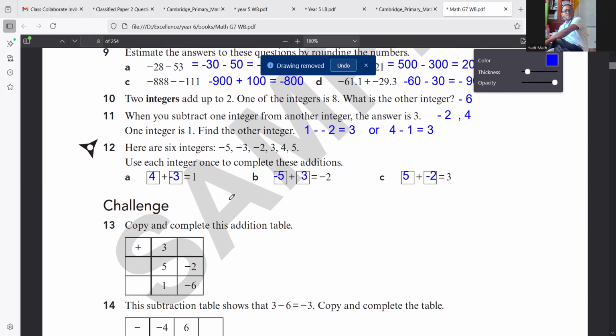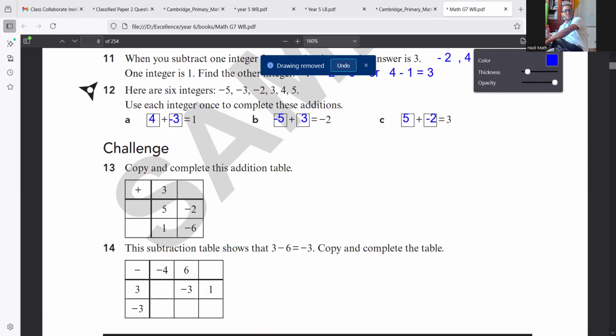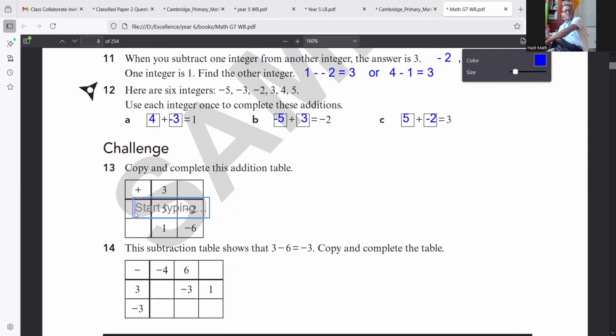Let's go to question 13. It says copy and complete. It is plus. This is 3 and this is 5. So this must be 2, because 2 plus 3 will give you 5. And this one should be, okay, this is 1 and this is 3. So this number here should be -2, so you could get 1.